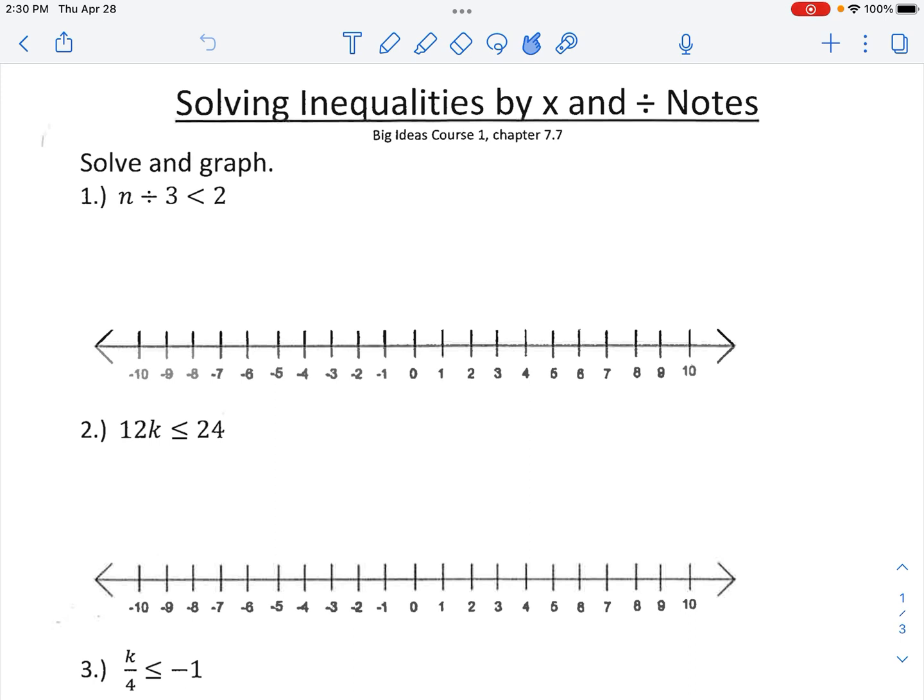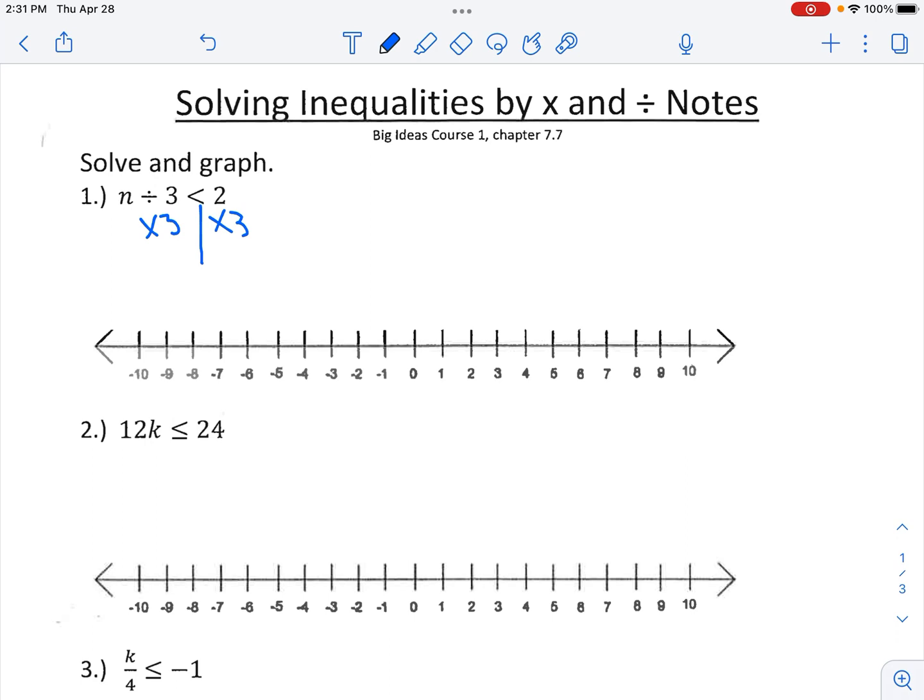Remember, the first thing we want to be sure of is that the variable is on the left. And it is. N divided by 3 is less than 2. What number divided by 3 is less than 2? So first we're going to draw the mirror. The opposite of dividing by 3 is multiplying by 3. So we still do the inverse operation.